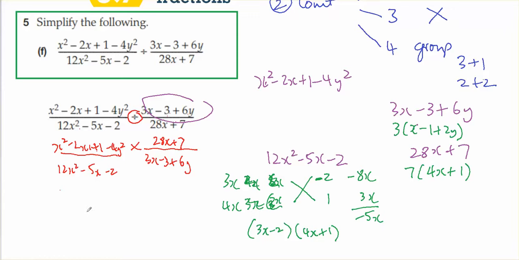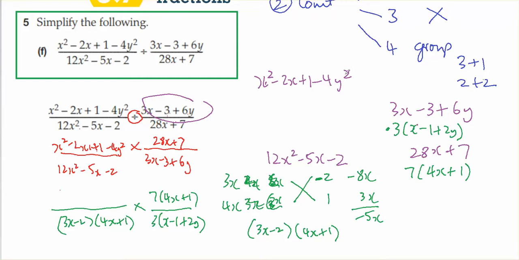So I might start putting those in. So this is this, so that's 3x minus 2 and 4x plus 1 times this here, so 3x minus 1 plus 2y, and on the top I've got 7 times 4x plus 1. Now I need to factorise this.